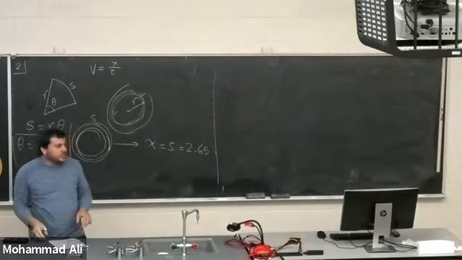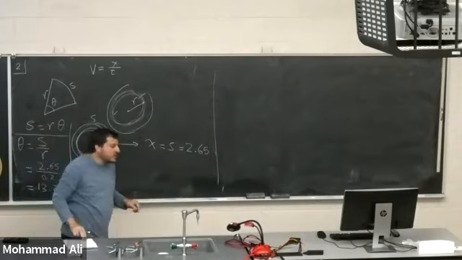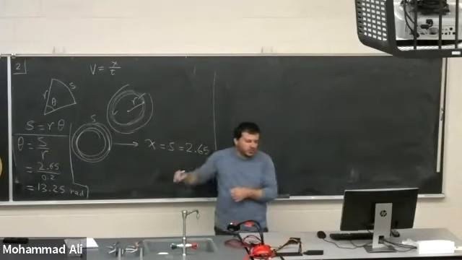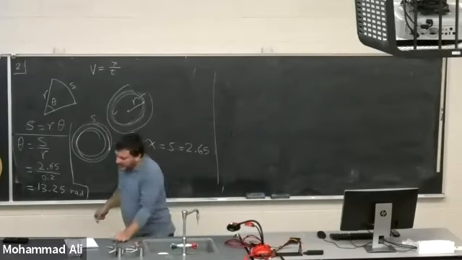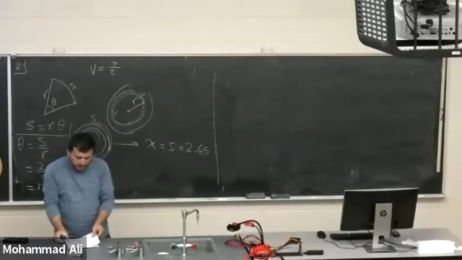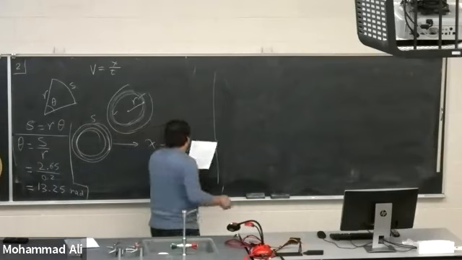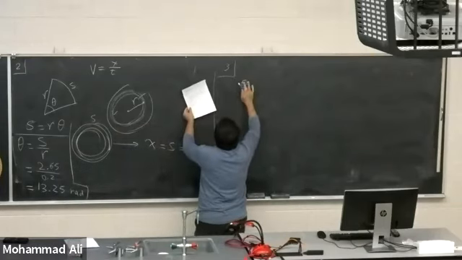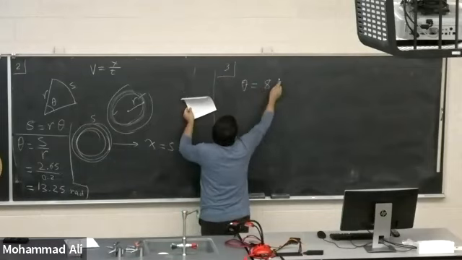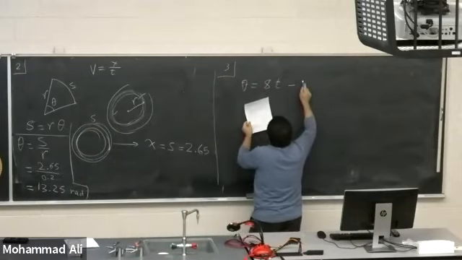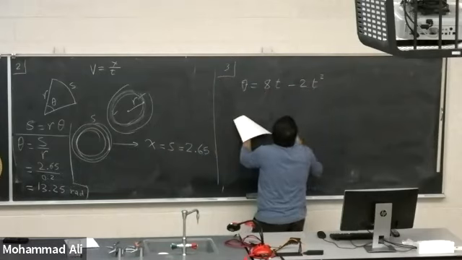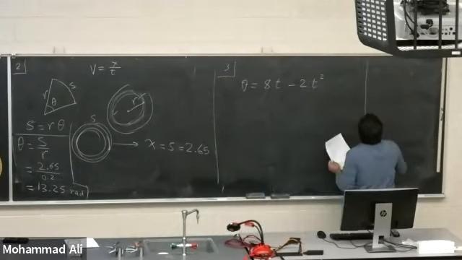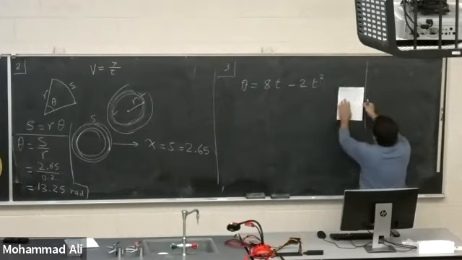Now we have equations of motion with constant acceleration. We apply this many times in linear motion. Now we need to apply it in circular motion. We have this relation: theta is equal to 8t minus 2t squared. We have these relations. You can see them here.